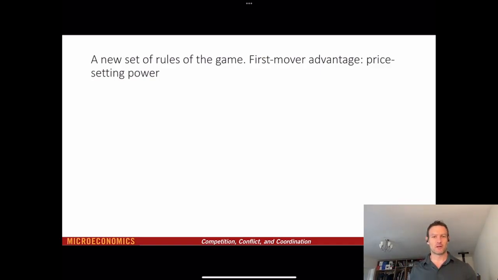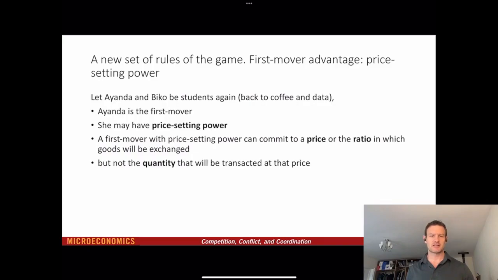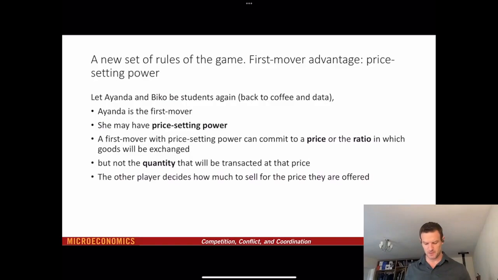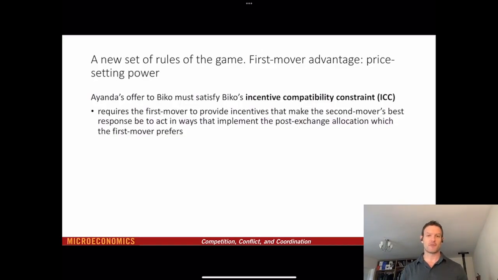We're going to talk here about price setting power and think about what happens when Ayanda is the first mover. When she has price setting power, she can control the price, which is the ratio at which the two goods are exchanged. Importantly, she cannot control the quantity that gets exchanged at that price. All that she's able to do is to stipulate a price, and then Biko can respond to that price. So Ayanda has to offer Biko a price that will satisfy his incentive compatibility constraint.